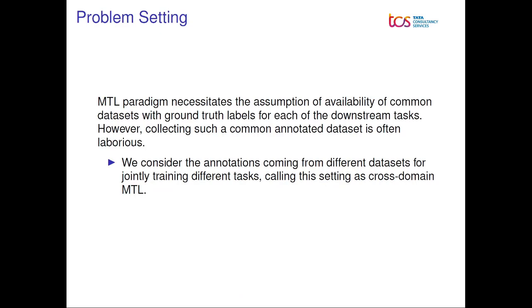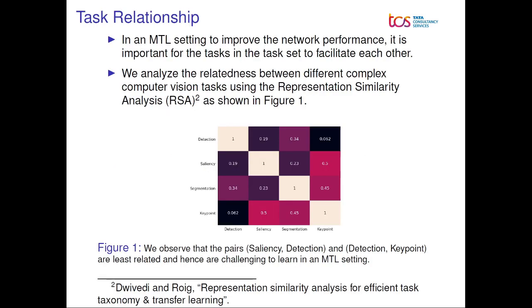The absence of a suitable dataset with annotations for all the tasks poses a serious problem in an MTL paradigm. Therefore, we enable MTL frameworks to utilize ground truth annotations from different domains for learning different tasks, calling this setting as cross-domain multitask learning.